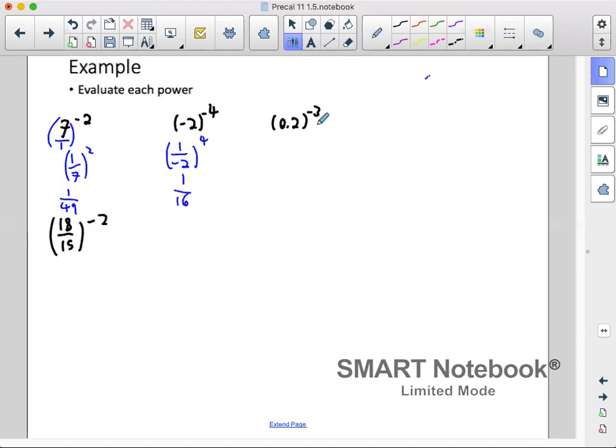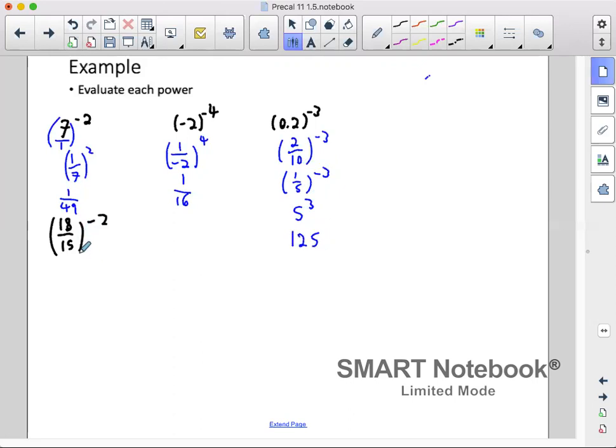Next one, we've got 0.2 to negative 3. 0.2 can be written as a fraction. It is just 2 over 10. And then that's to the power of negative 3, although we can actually simplify this fraction more because it'd just be 1 over 5 to negative 3. So we'll flip this, so that becomes 5 to 3, which is 125.